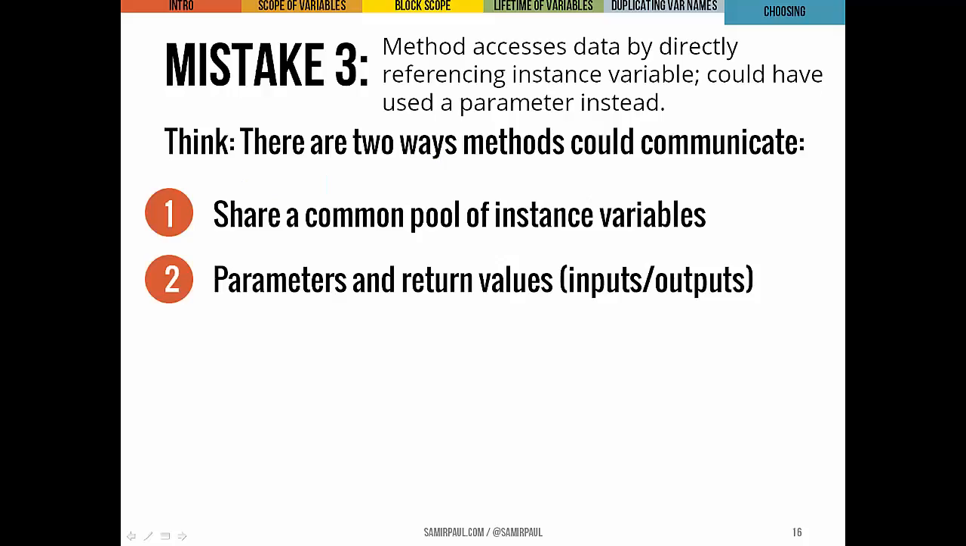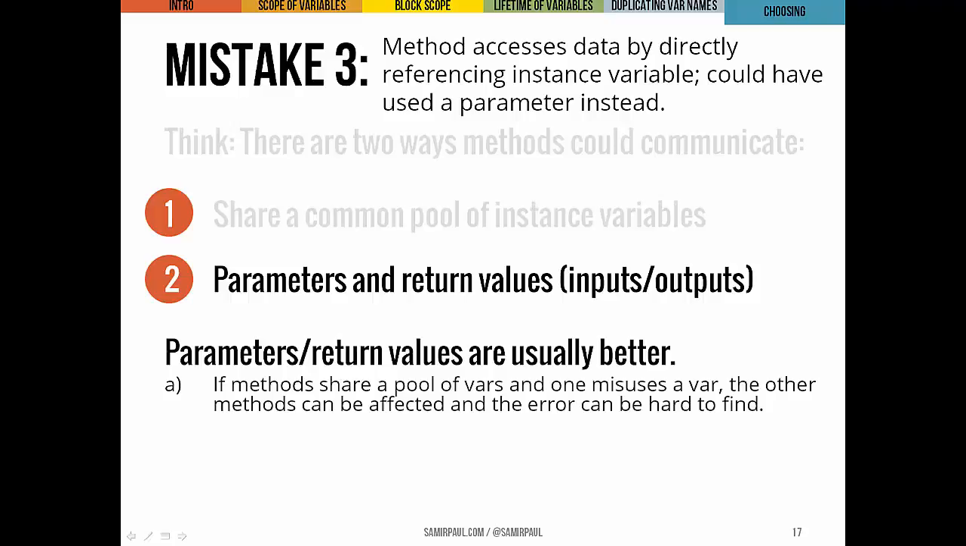Third thing to keep in mind is that you might use an instance variable when you could have used a parameter instead. If you think, there's really two ways methods can communicate with each other. They can either share this common pool of resources, this common pool of instance variables, or they can pass messages back and forth between each other using parameters and return values, or inputs and outputs. The first good reason that we would prefer parameters and return values to instance variables is that if methods are sharing this pool of instance variables and one of them misuses one of the variables in some way, it changes the value unexpectedly, it can be hard to figure out where that's happening because you have a bunch of different methods that are all changing the same values.